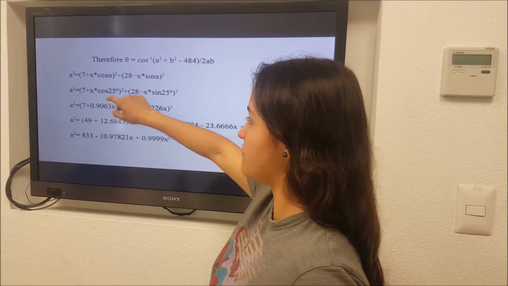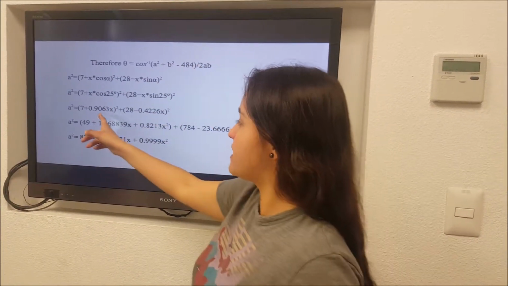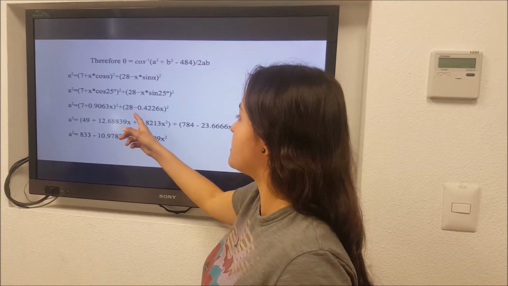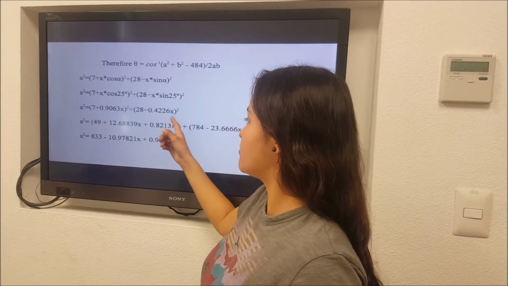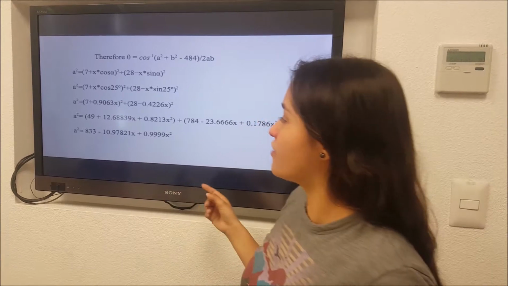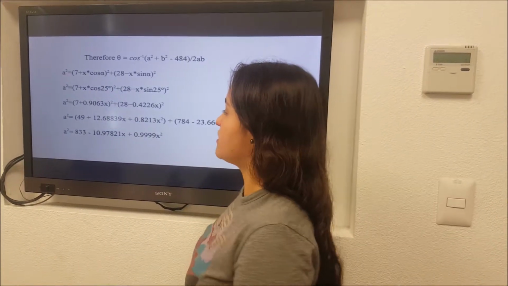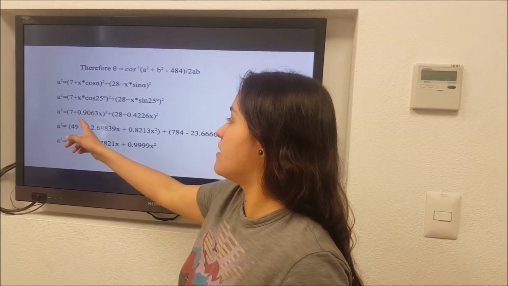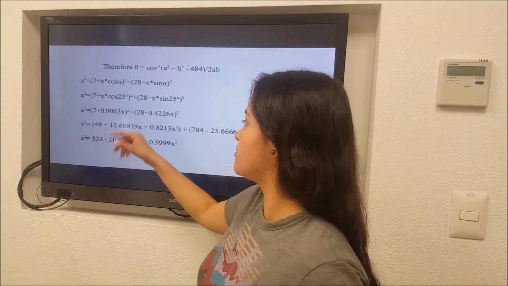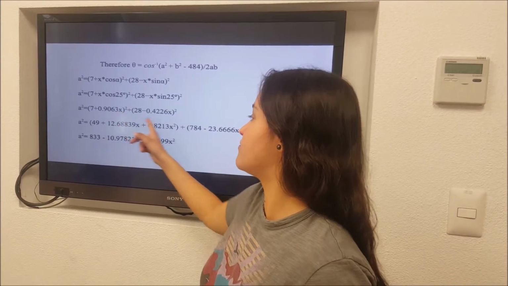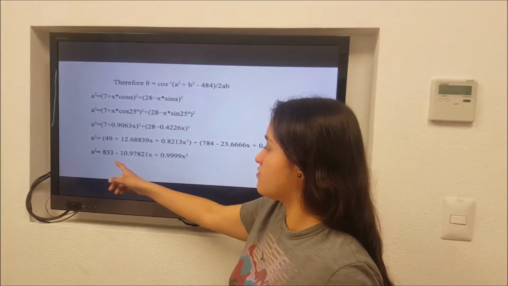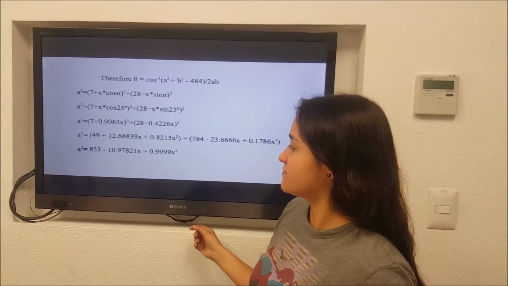So we substitute that in this equation, and we get (7 plus 0.9063x) squared plus (28 minus 0.4226x) squared, which is a squared binomial, and we have to expand that. So it's the first squared, 7 multiplied by this and multiplied by 2, and the second squared. So we do the same for this one, and we get that a squared equals this.